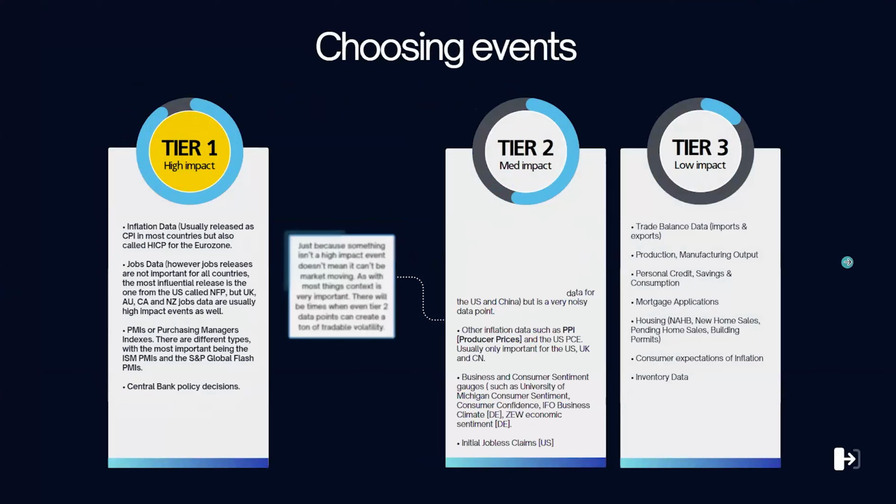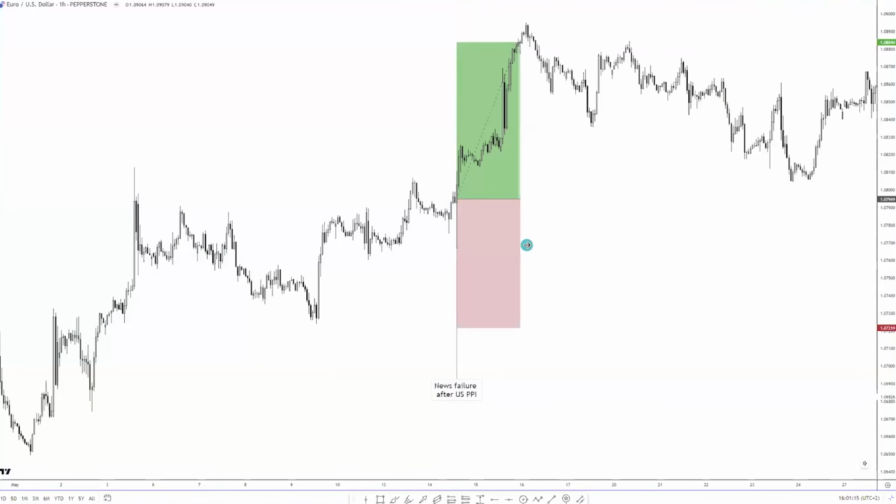Take a look at this quick example. Here's a trade that we took out of the PPI a couple of weeks ago. We went long euro dollar. Now, PPI is a data point that we won't normally trade, right? It's important, but it doesn't offer the same amount of volatility compared to CPI.